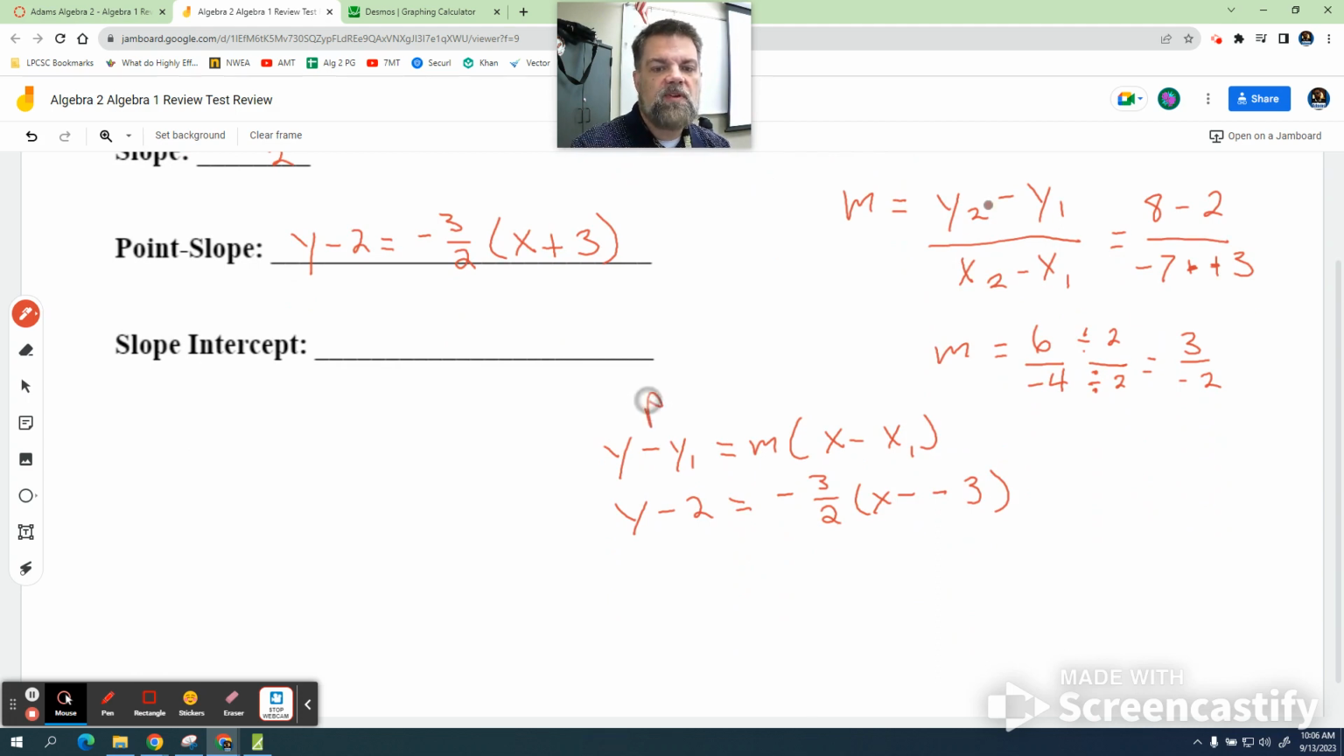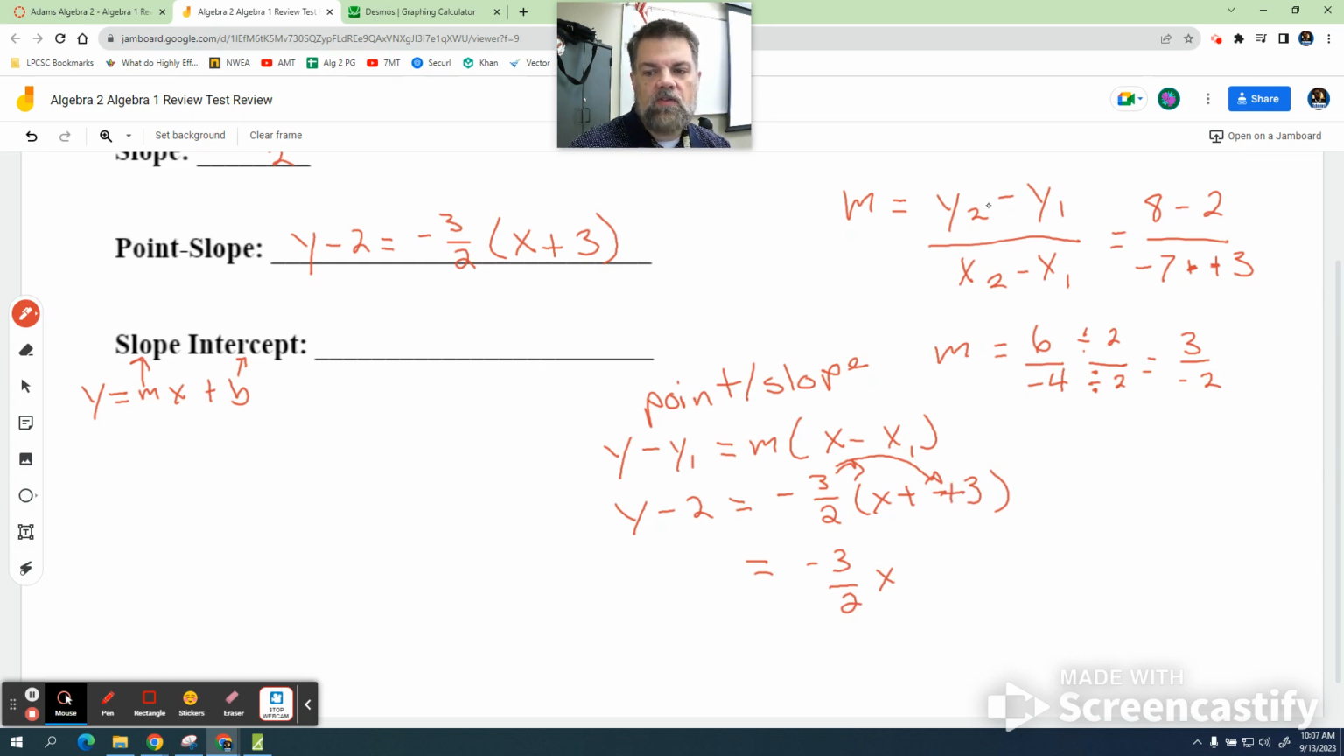So remember, this is point-slope form. The reason it's called the point-slope form is because I have a point that I'm plugging in, and I have the slope. Now, the slope-intercept form is y equals mx plus b, where b is the intercept and m is the slope. So I've got to solve for y. So I'm going to push this through the parentheses. That becomes negative 3 halves times x. When I multiply this through, remember this is a positive 3.